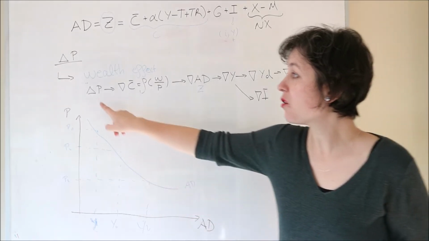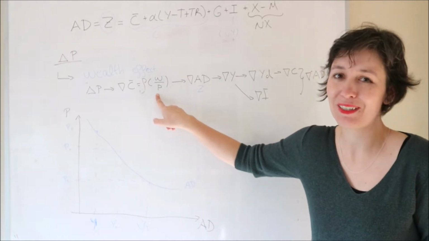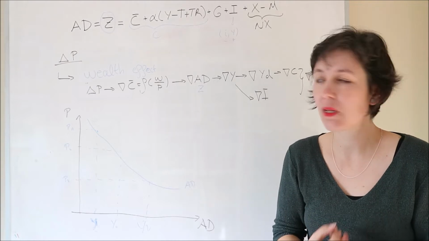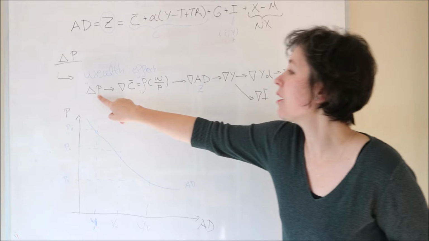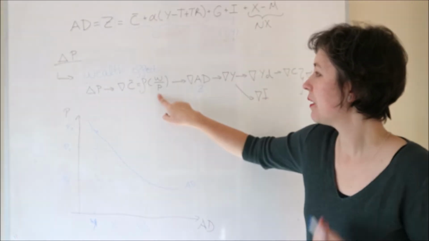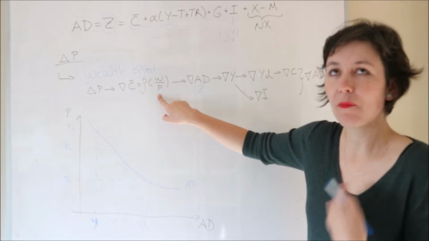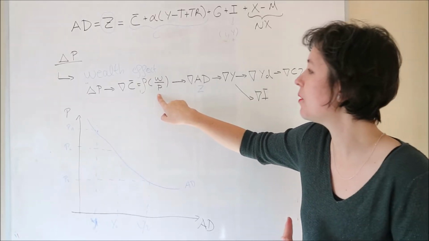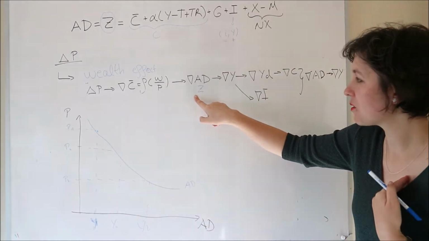In fact, the higher the price, it's like I'm less rich. It's like my real wealth is decreasing. So that means I'm going to consume less. Higher prices is like feeling I'm poorer than before, so less rich than before. So I'm going to consume less. My aggregate demand is going to decrease.